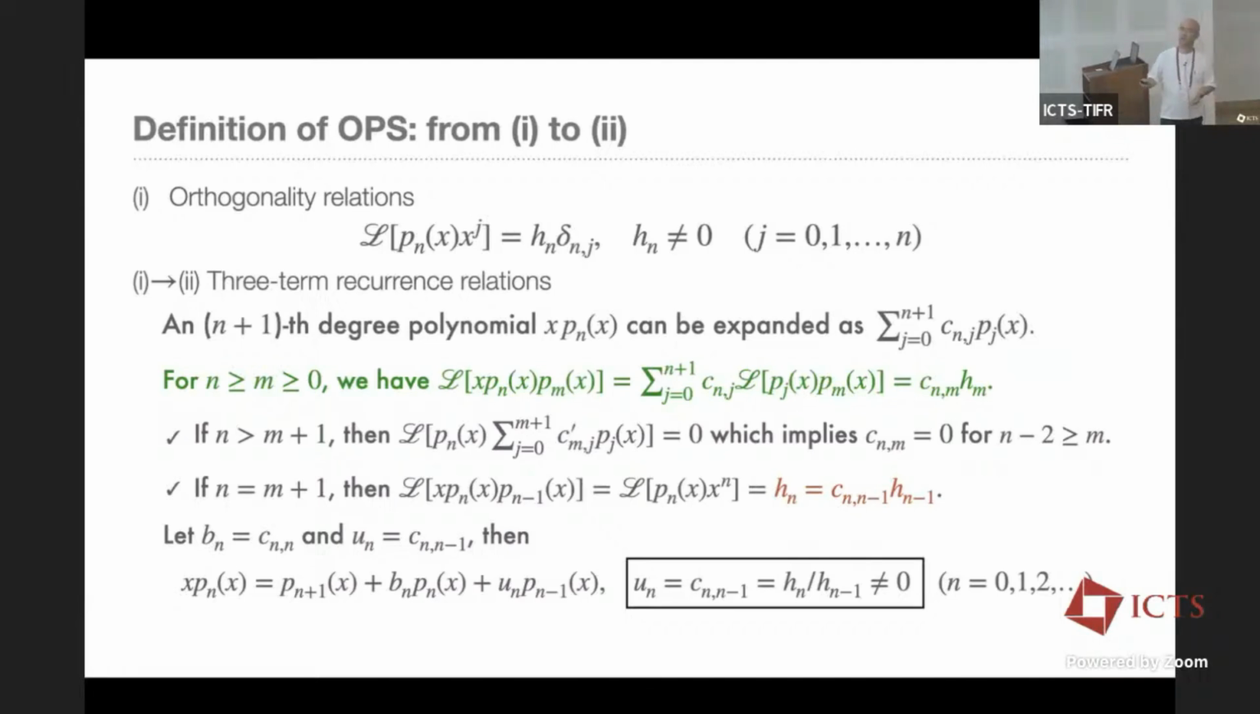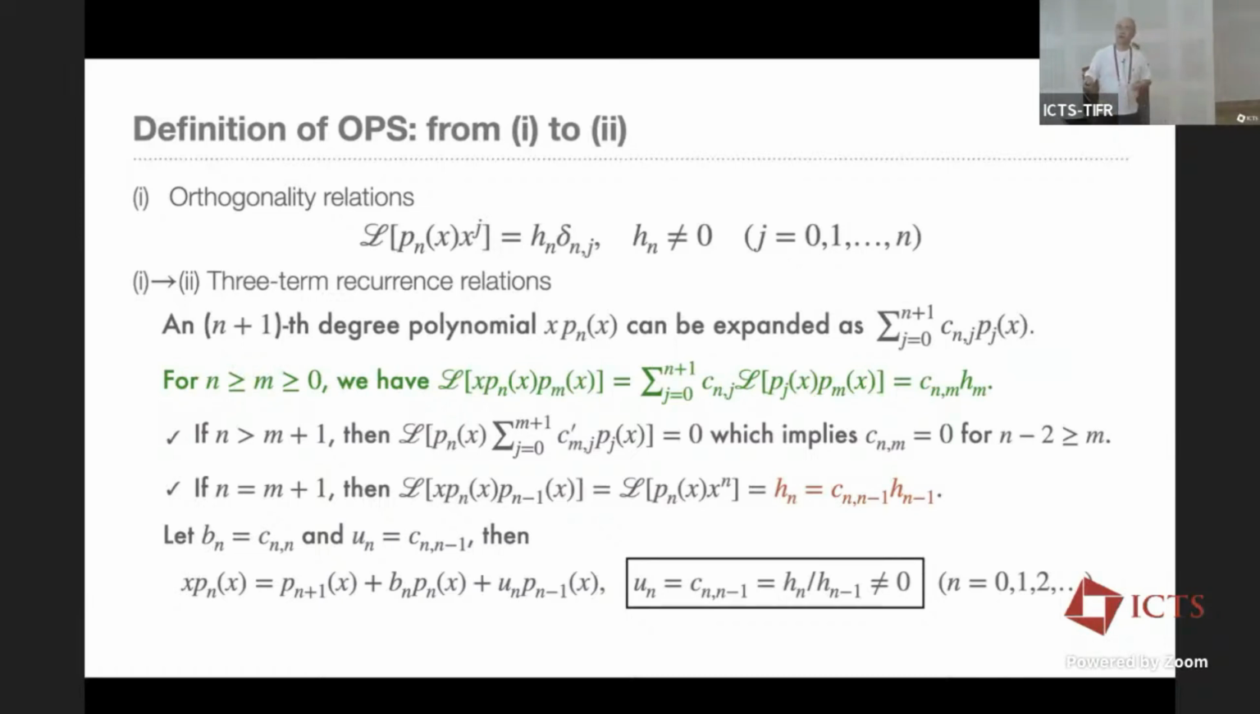We know about x times Pn. This is an n plus 1 degree polynomial, and it is possible to expand it in terms of the polynomial system itself, Pj, because each Pj denotes a jth degree polynomial. So this is a basis of the polynomial space in x. Just plug this expression in: x times Pn times Pm, and the linear functional will give us the corresponding values.